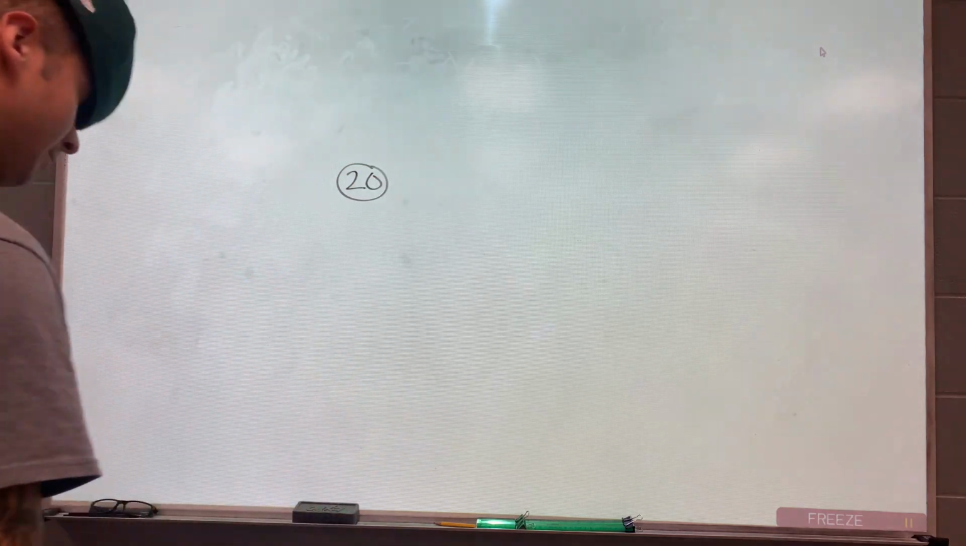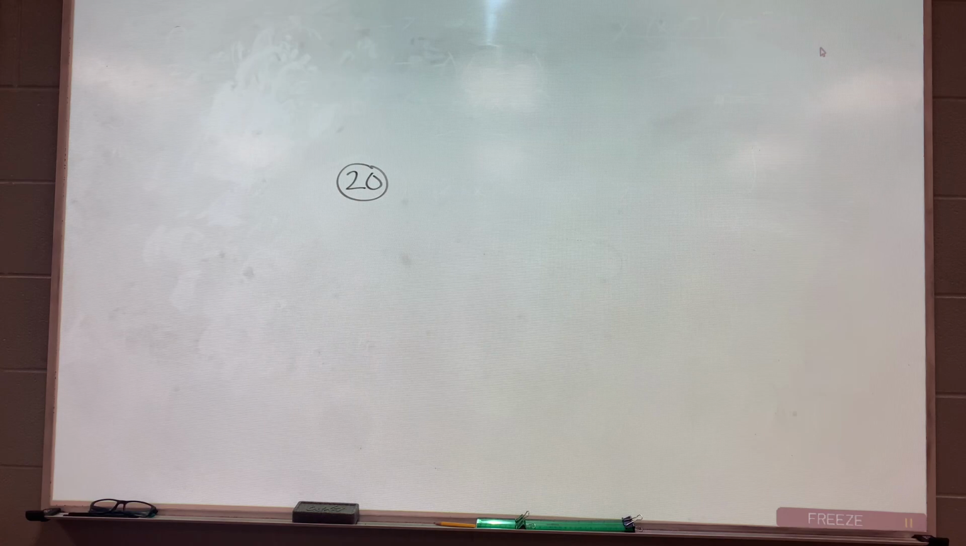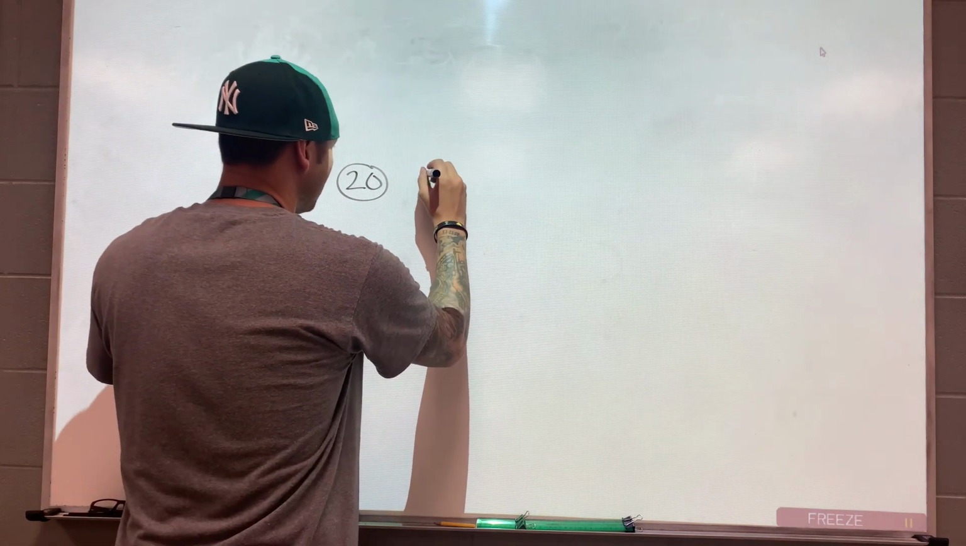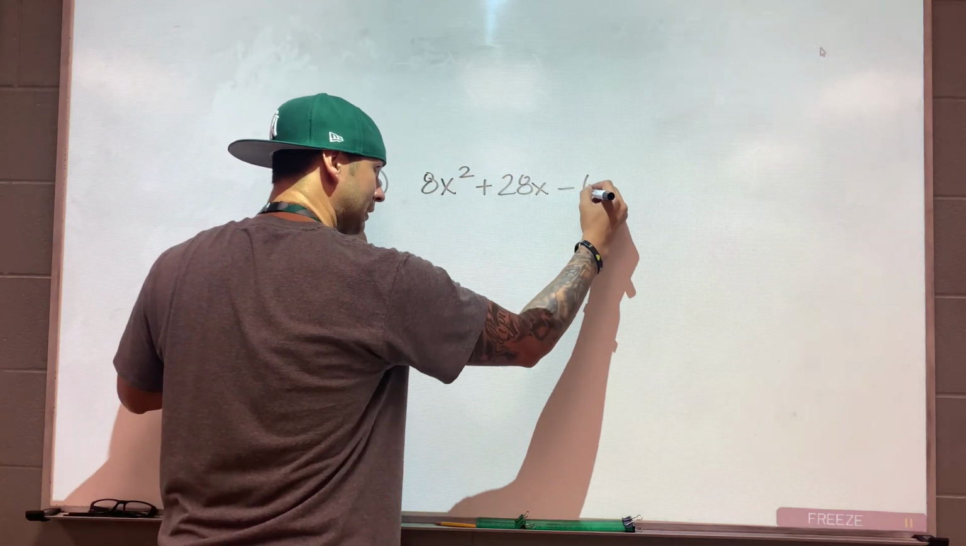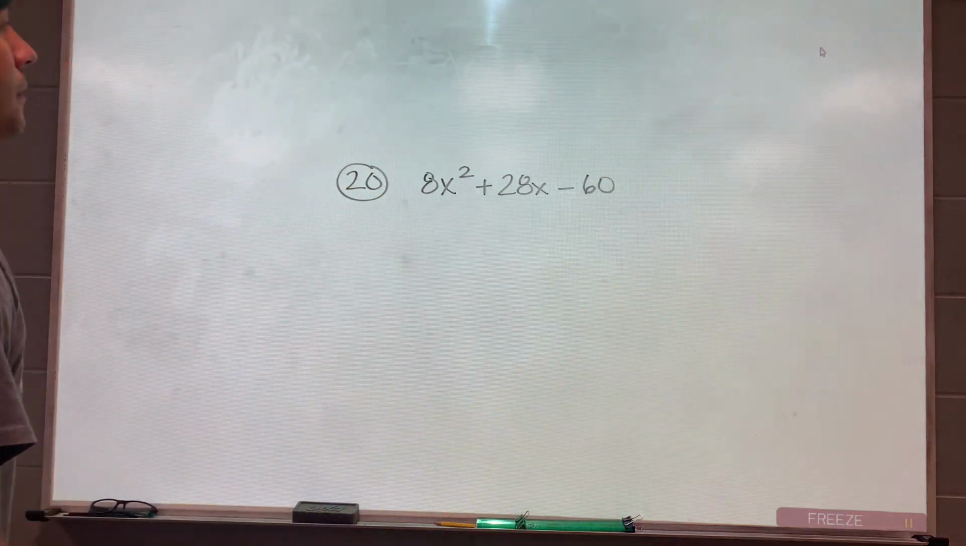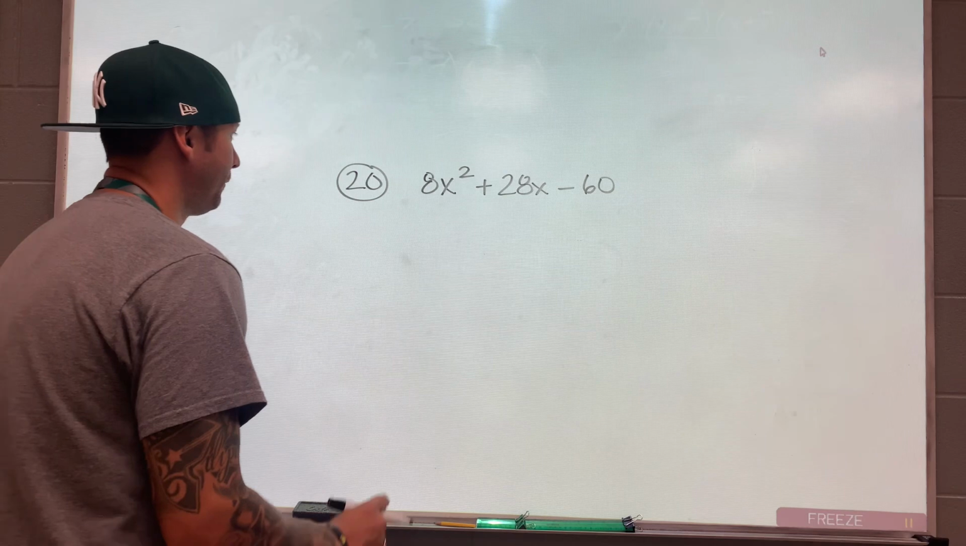All right, what's 20 say? 8x squared plus 28x minus 60. A 4? Is 60 divisible by 4? 4 goes into 6. Well, it's divisible by 2. It's 30. 2 again would be 15. So yeah, it's divisible by 4. So let's pull out a 4.